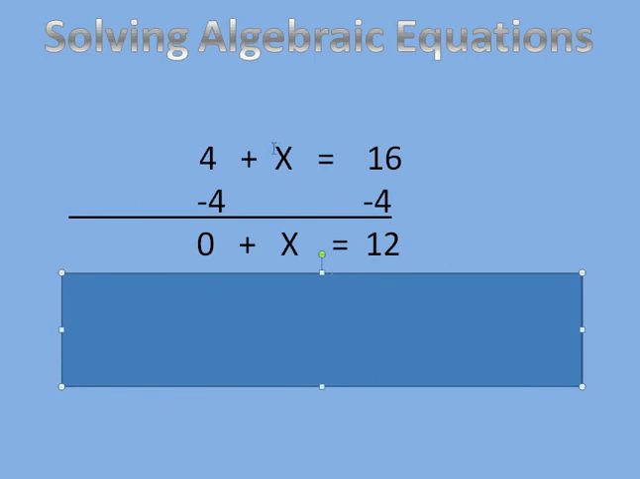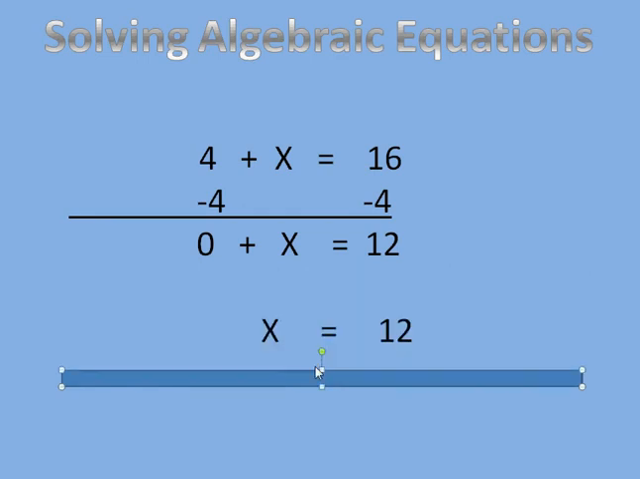And I'm not doing anything to my x, so it's going to drop down here. 0 plus x equals 12. Well, if I'm adding nothing to my x, I can get rid of that 0 plus, and now I just have x equals 12. Again, I plug my 12 up here into my x. 4 plus 12 does equal 16.